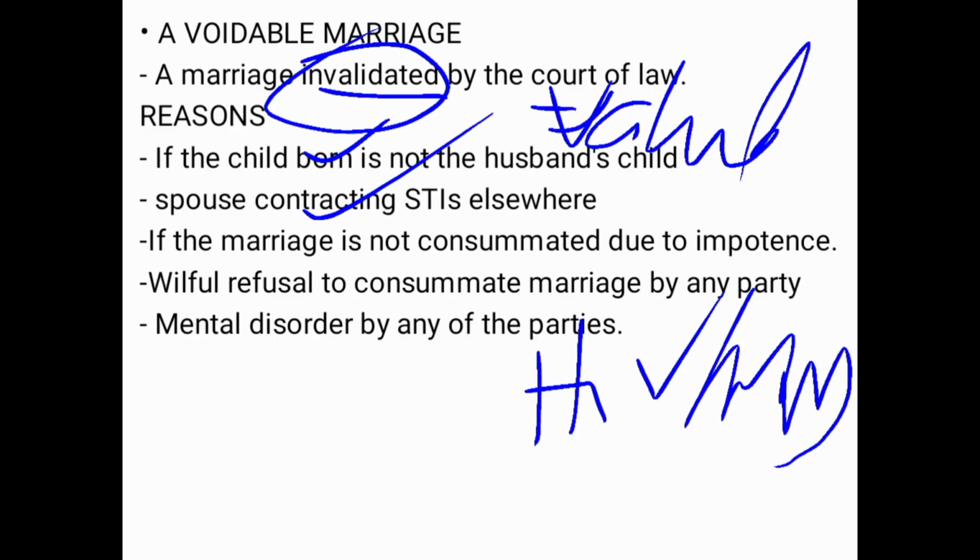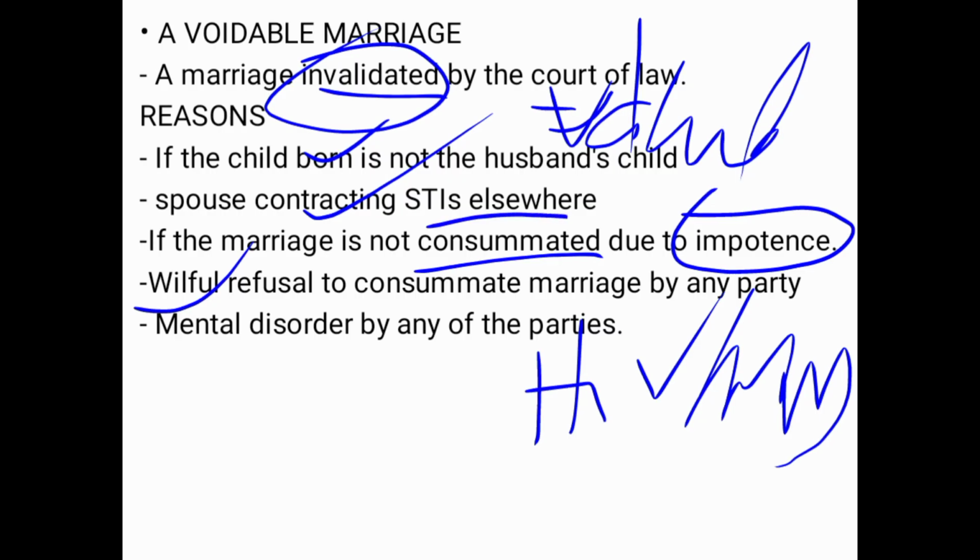Three, if the marriage is not consummated due to impotence. Impotence is simply the inability of a man to get an erection. We call that impotence. Then we go to willful refusal to consummate marriage by any party. Let me explain this word here: consummate. To consummate a marriage simply means making the marriage complete by having sexual intercourse.